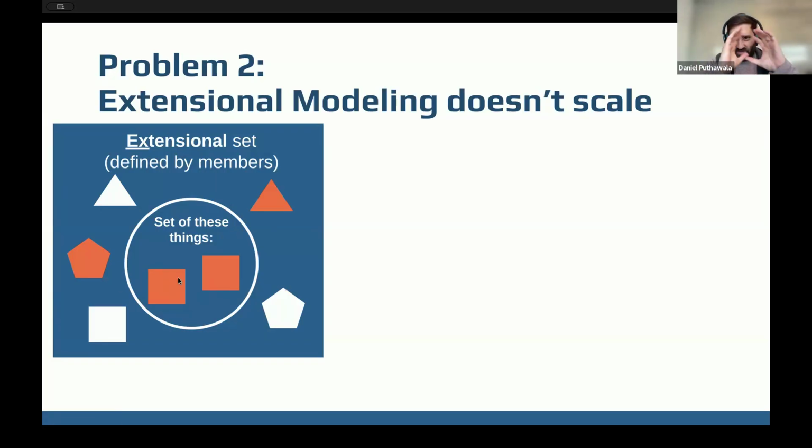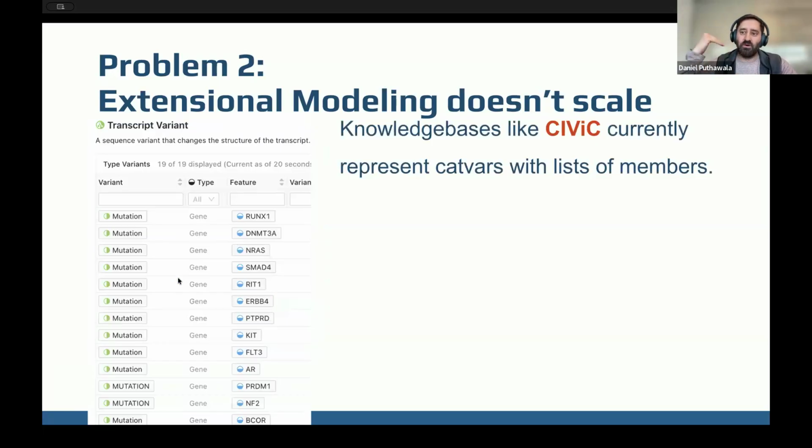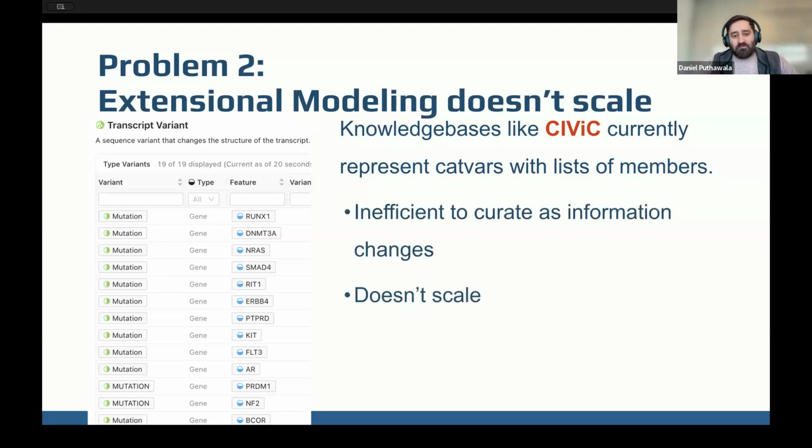So this thing and this other thing, that's the set. That's extensional modeling. And this is how a lot of knowledge bases like Civic have in the past approached the problem of representing categorical variants. It would say, hey, we have this class of variants, and here's all its members. And this doesn't scale, unfortunately.